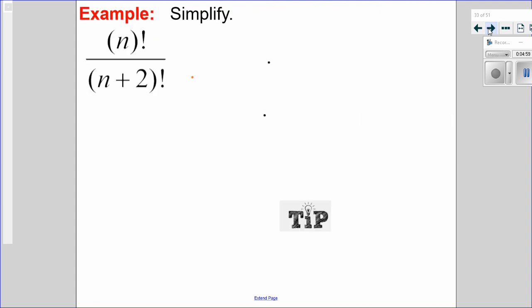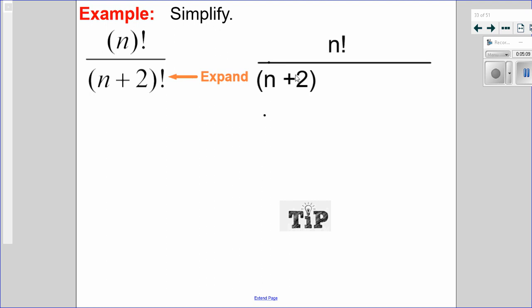So let's try this one. n factorial over n plus 2 factorial. This time the bigger factorial is in the denominator. So let's look at how we expand that. I'm going to leave the n factorial and I'm going to start with n plus 2. I'm going to go one less than that, n plus 1. They don't match. So I go one less than that, which is n. Now they match. So I stop my factorial there and they cancel.